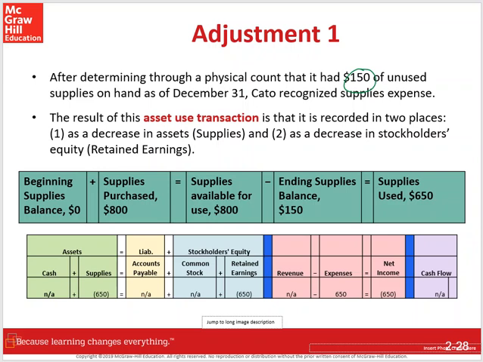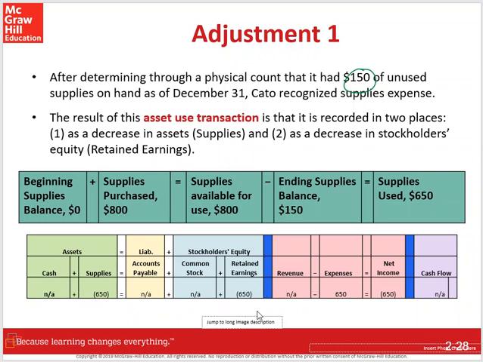We take our beginning supplies balance, which is 0. We add the supplies purchased, so the total supplies available is $800. We subtract what's remaining on hand, which is $150 of supplies. So that's still stuff we have. We want that to remain in our supplies asset account. But then the rest of it, the other $650, has been used up and therefore should be expensed. So we're going to expense the supplies. We take them out of the supplies asset account, decreasing the asset.